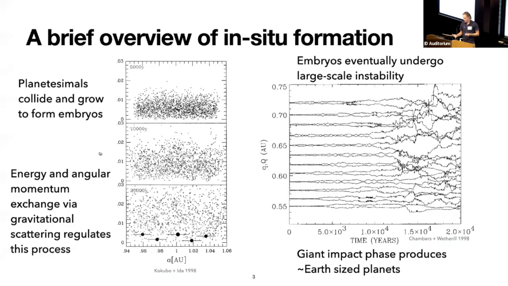The second stage of this process involves, once you have all these embryos formed, a large scale instability that occurs, and you get these larger bodies going into crossing orbits. You get giant impacts, and this is what actually produces roughly Earth-sized planets in a lot of cases. These two stages are usually studied separately. A lot of planet formation simulations actually start at the beginning of the second phase. But like I mentioned, we're starting with planetesimals and tracing this all the way forward until we form planets.